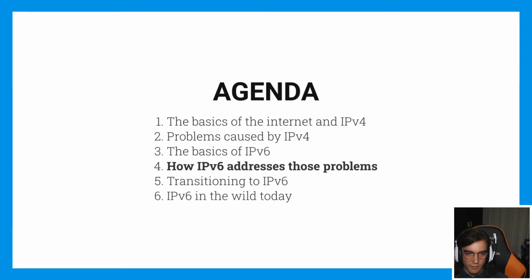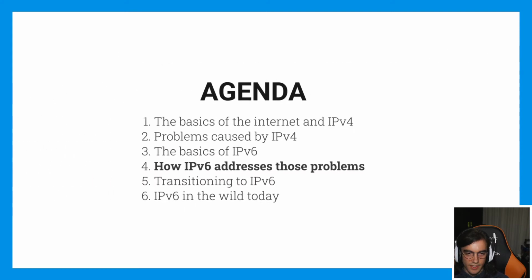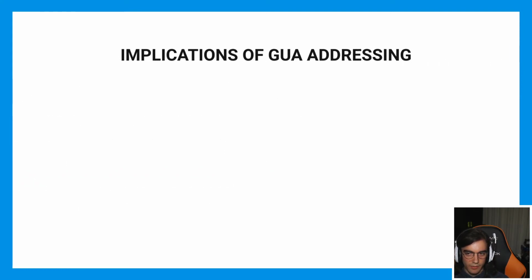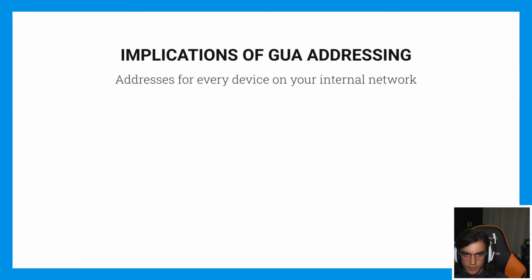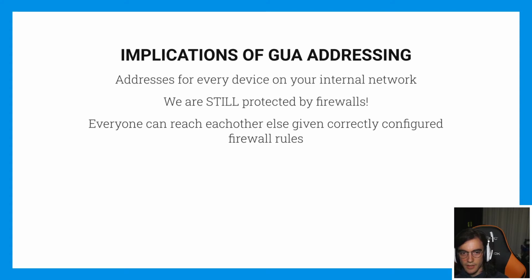Now I'm going to talk about how IPv6 addresses the end-to-end connectivity problem. So what are the implications of using globally unique addresses on every device on your network? To the uninitiated, this might sound kind of scary because you think that suddenly all of your devices are just exposed on the internet because they all have a public IP address.